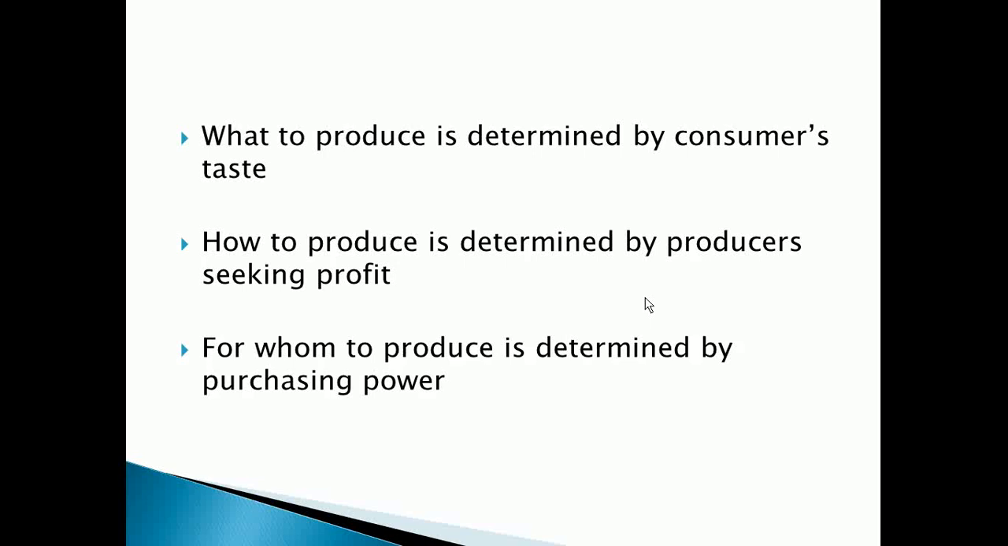And for whom to produce? This is determined by the purchasing power of individuals. Of course, you buy what you can afford and they sell to you what you can pay for. So the purchasing power of individuals determines for whom to produce in the market economy.